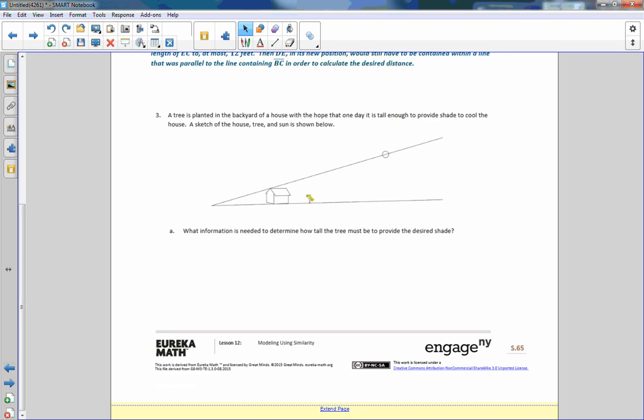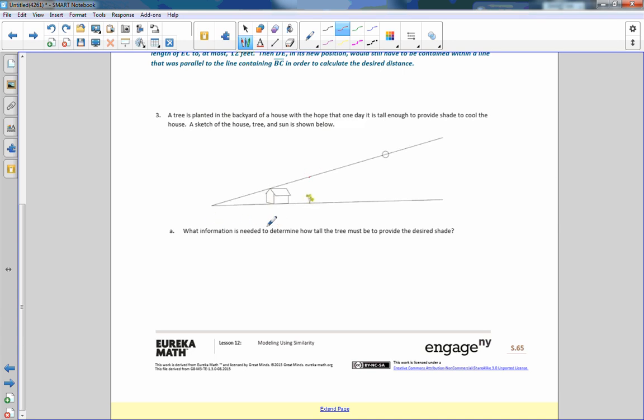Number 3. Okay, example 3. A tree is planted in the backyard of a house with hope that one day it'll be tall enough to provide shade to cool the house. A sketch of the house, tree, and sun is shown below. So here's the house, here's the sun, here's the tree. At this time of day, they want that tree to grow high enough to block the sun and shade the house. So they want to know how tall the tree would have to be, I'm assuming.